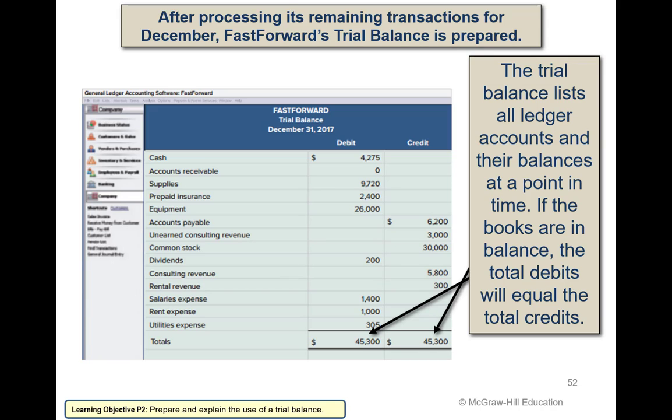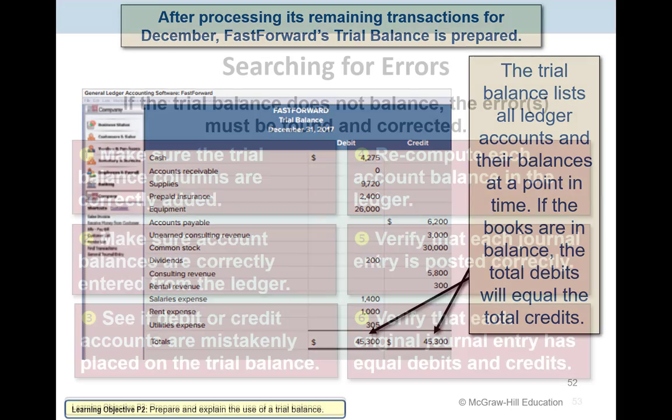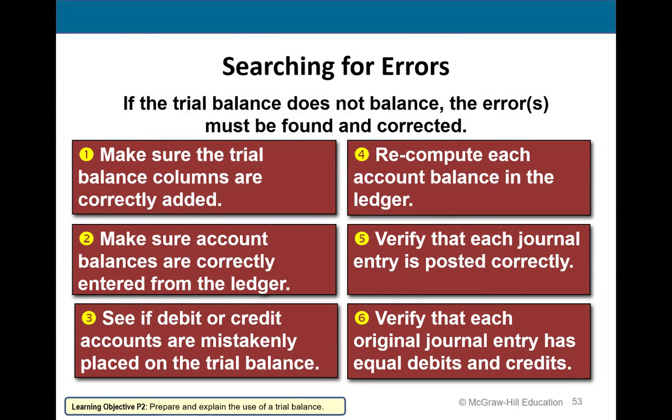Please understand that this trial balance is a tool for the accountant. No one sees it but them. They're looking to check their work. So when we're searching for errors, if the trial balance doesn't balance, the errors have to be found and corrected. We verify that the trial balance columns are correctly added.